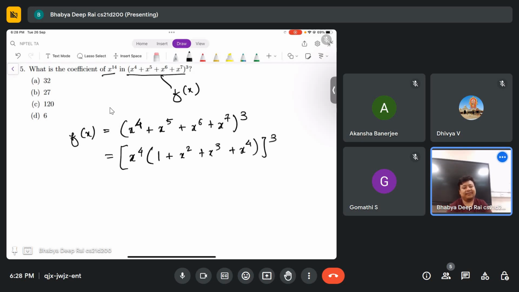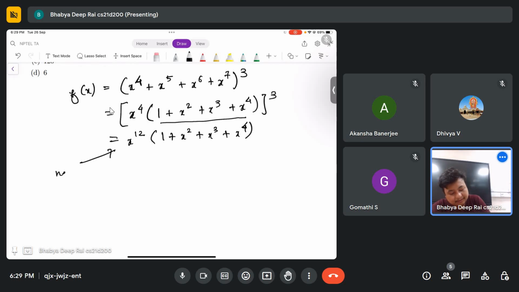Okay. Now you see that we are going, this is similar to a generating function. But let's bring the 3 inside, this cube inside. And 3 times 4 is 12. And 1 plus x square plus x cube plus x to the 4. Okay, good.